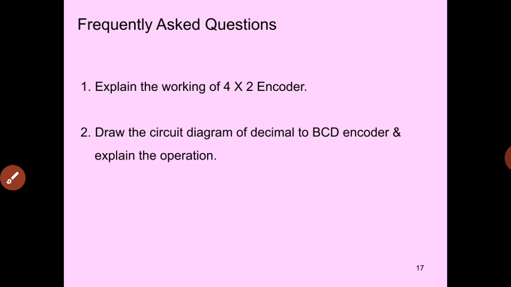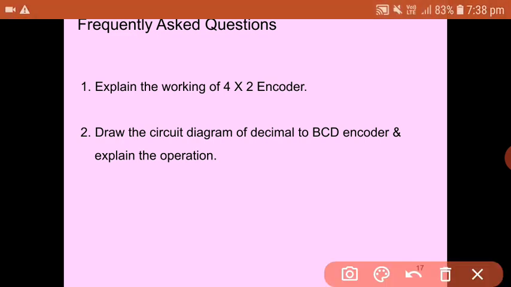Next, draw the circuit diagram of decimal to BCD encoder and explain the operation. Again, the same thing you need to do. Decimal to BCD encoder is nothing but a 10 by 4 encoder, in which you will be having 10 switches and 4 outputs.